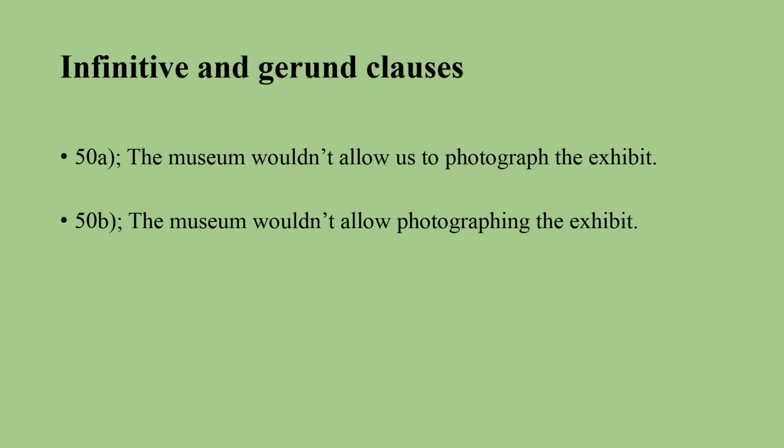Infinitive and gerund clauses. In sentence 50a, the museum would not allow us to photograph the exhibit, and in 50b, the museum would not allow photographing the exhibit. With allow and the verbs listed below, the infinitive is used when there is an overt subject for the verb in the included clause. Here, photograph. There must be a subject. It has to be stated who is or is not allowed to photograph. The gerund clause is used to avoid mentioning the specific person or persons allowed or not allowed to photograph the exhibit. The statement applies to all people.